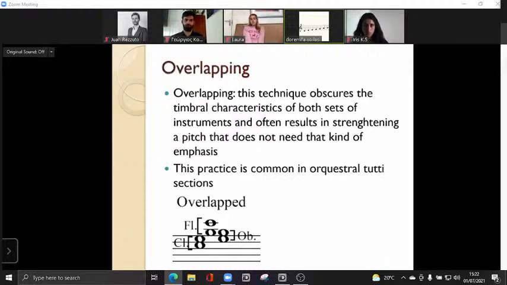And finally, overlapping. It says this technique obscures the timbral characteristics of both sets of instruments and often results in strengthening a pitch that doesn't need that kind of emphasis. Well, let's see the example.